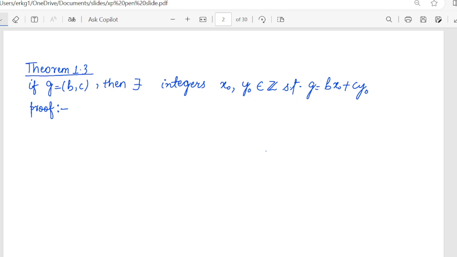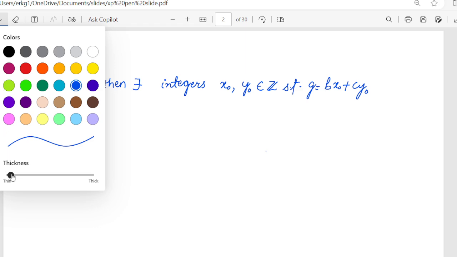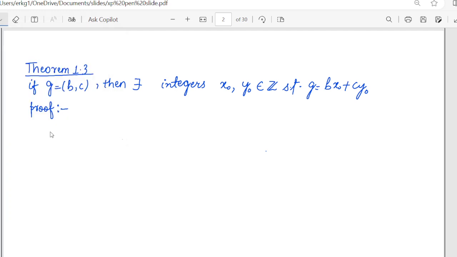If G is equal to GCD of B and C, Theorem 1.3. Let's start the proof of Theorem 1.3. The statement of Theorem 1.3 says if G is equal to GCD of B and C, then there exist integers x0 and y0 belonging to the set of integers such that G is equal to Bx0 plus Cy0. Let's start the proof of this theorem.